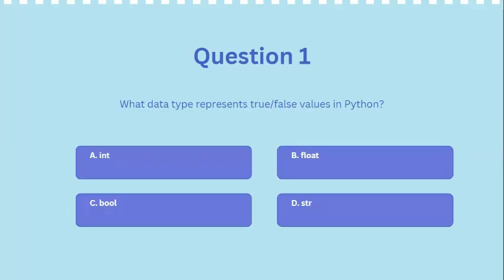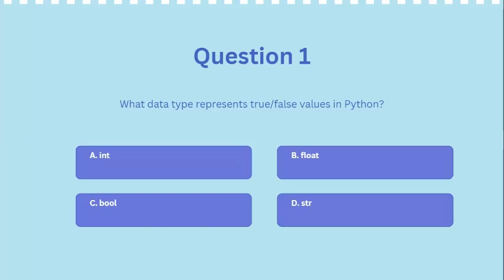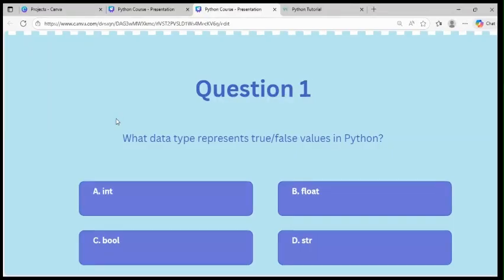First, question number 1. What data type represents true false values in Python? So this type of value is what? I think it is boolean. Yeah, it's boolean. As you studied in the first lecture, you can also go through the lectures.